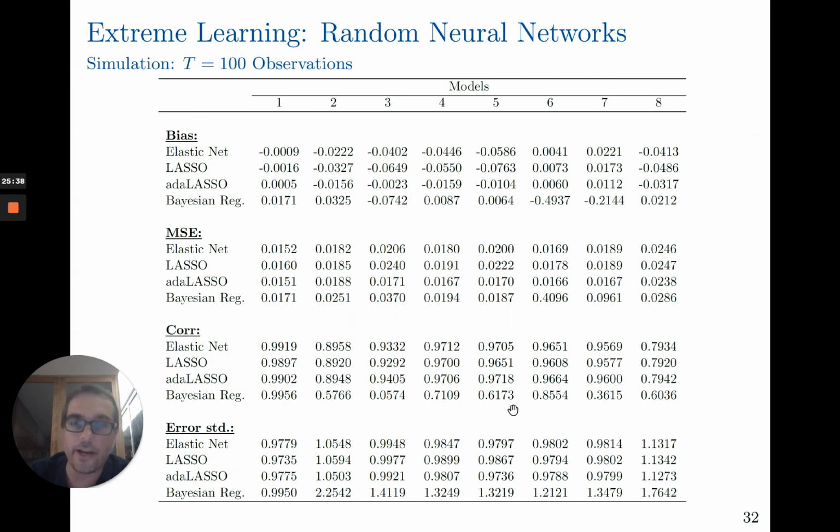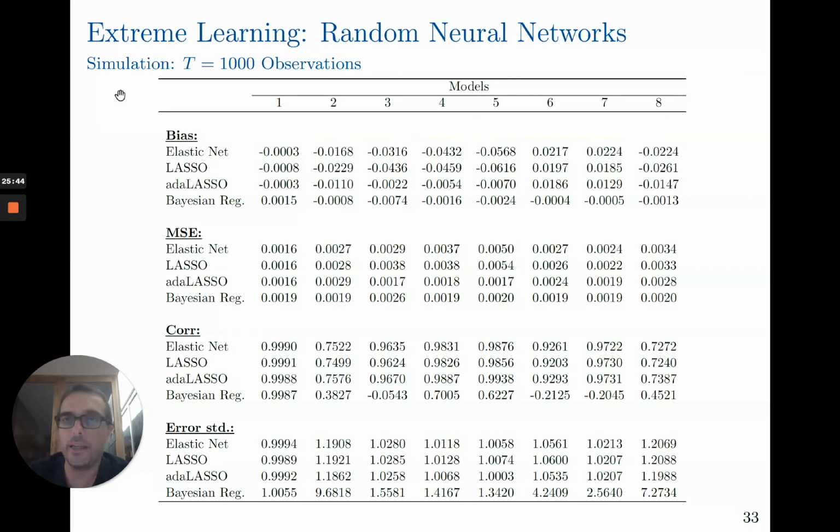The correlations are very high, and the standard errors are close to 1, so it looks like a pretty good result. And if we increase to 1,000 observations, we see that the results, like the MSE, drop dramatically. Again, apart from the last function, all the correlations are pretty high, almost 1. So basically, the technique works quite nicely.